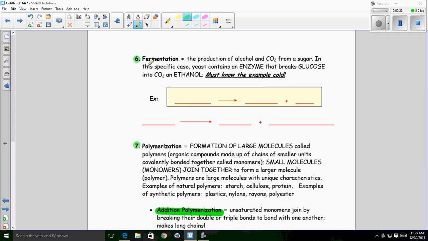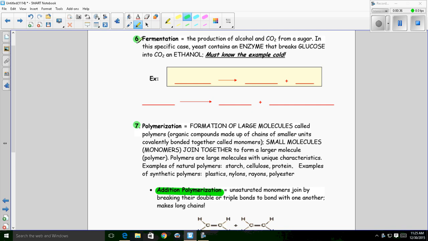Okay, so let's start with fermentation first. Now, in dealing with fermentation, your products are going to include an alcohol and carbon dioxide, which is produced from a sugar. So this is kind of like a decomposition reaction. In this specific case, yeast contains an enzyme that breaks the sugar or the glucose into carbon dioxide and ethanol. Ethanol being a portion of an alcohol, obviously.